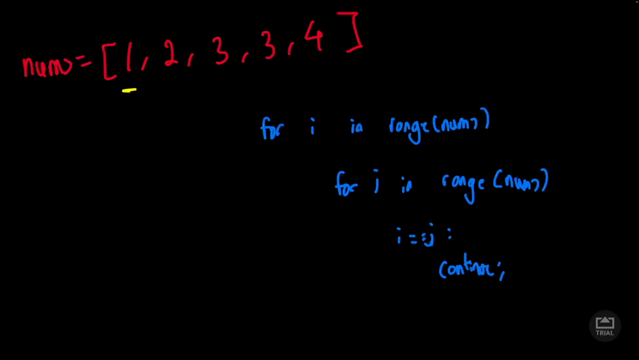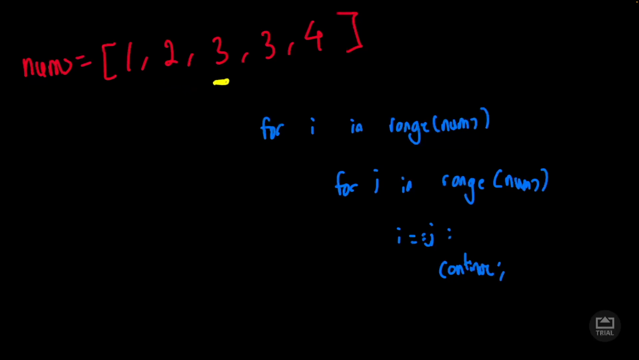For example, if we start here at 1, we compare 1 to 2. It's not equal to 2, so we can continue. We compare it to 3. It's not 3. It's not the other 3. And it's not 4 either, which means now we can move on to the next number, which is 2. We compare 2 to 1, it's not 1, it's not 3, it's not the other 3, it's not 4 either. So now we can continue again.